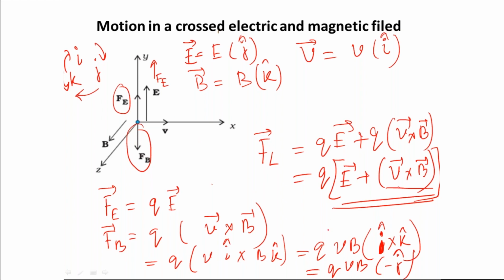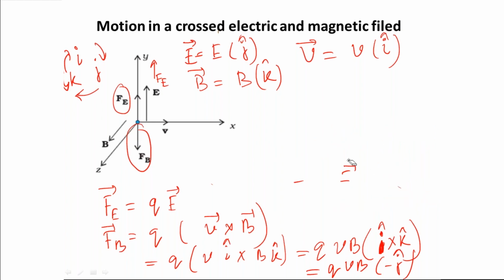So what you get here is that the electric and magnetic force on this charged particle are exactly opposite to each other. The electric force is along the y direction, positive J, and the magnetic force, which is V cross B, is in the minus J direction, along the negative Y direction.